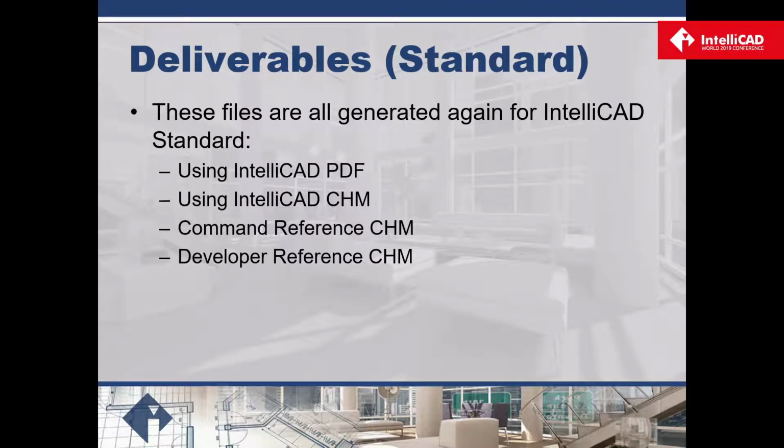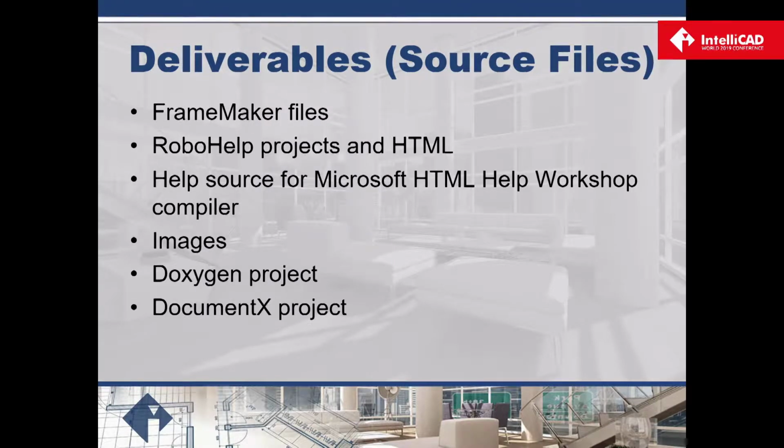You think we might be done, but we're still not done with what we deliver. We also deliver the source files for all of the documentation. That includes FrameMaker files for the PDFs and RoboHelp projects for the help systems. We've also started packaging the basic help system files so that they're easily customizable. I'll talk a little bit about that in a second. The images are all available.